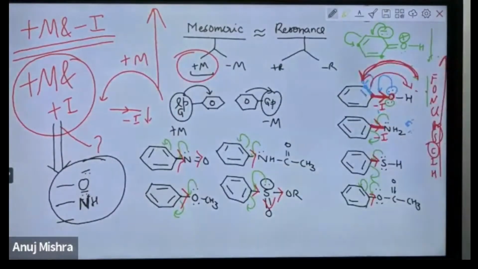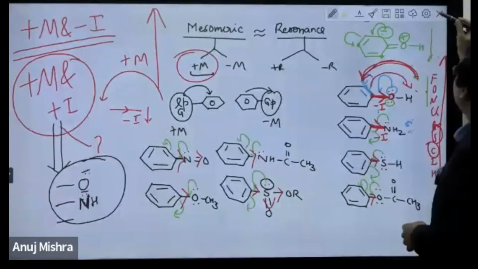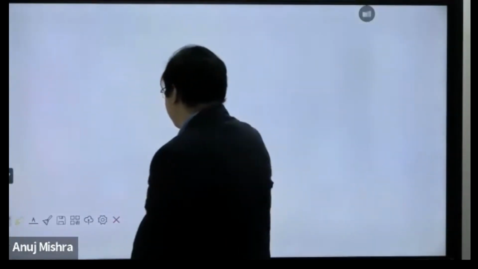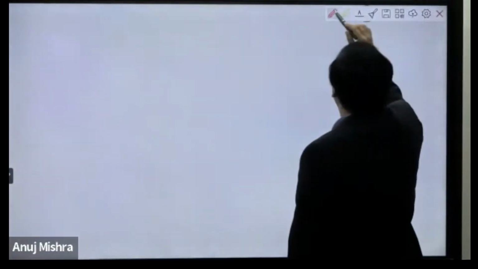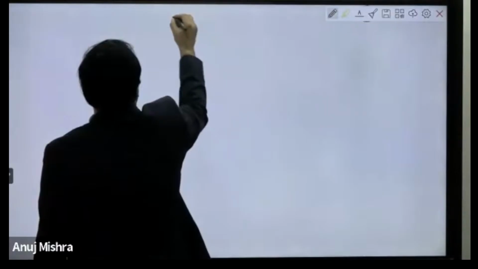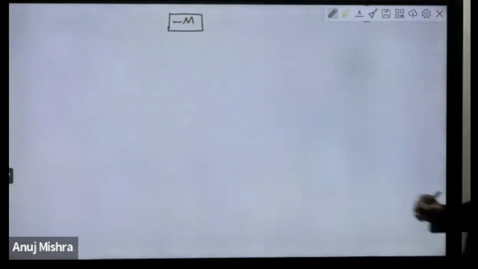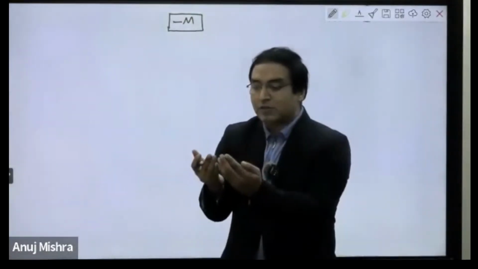Please write on the heading, minus M groups. Let's see what minus M groups are. Can I remove this discussion? Okay. Write down minus M group. Minus M is also called negative mesomeric effect, which is observed when the group is pulling electrons, right?